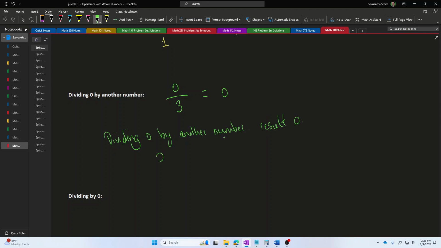So, for example, if someone says, what's 0 divided by 51,293? You don't even have to think about it. I didn't have any objects to start with. So if I divide 0 objects fairly among 51,000 people, everyone's getting nothing.